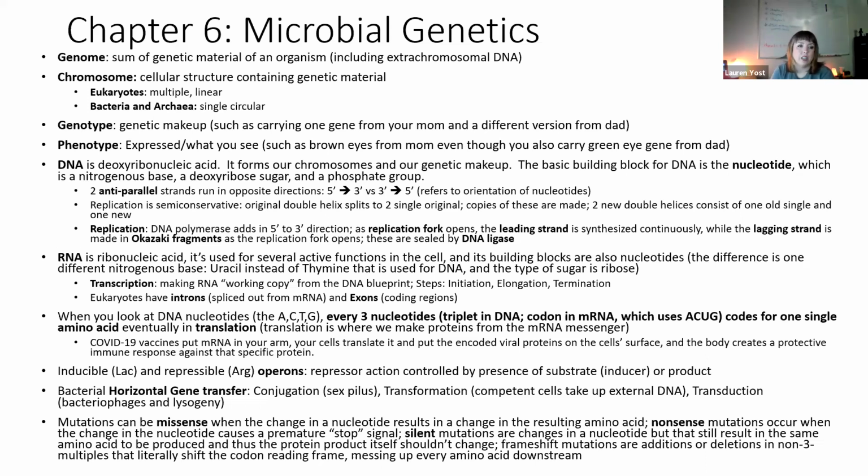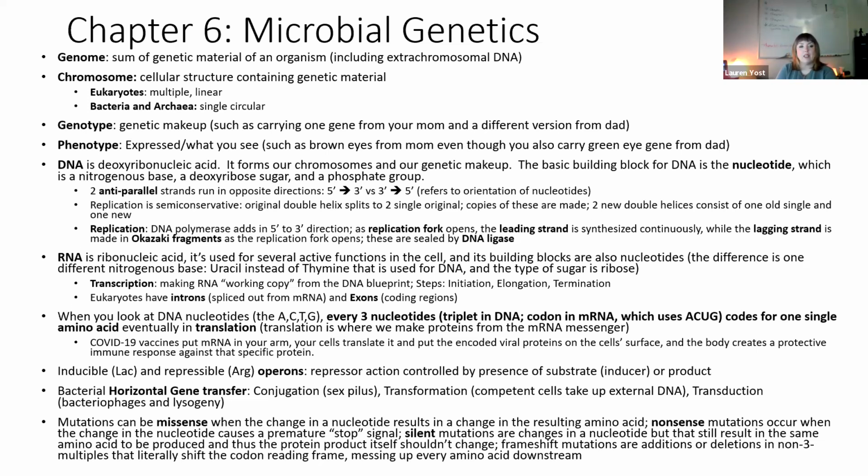DNA is deoxyribonucleic acid. It forms our chromosomes and our genetic makeup. The building block for DNA is the nucleotide, and that consists of a nitrogenous base. So that's what makes it the A, the T, the G, or the C. A deoxyribose sugar, so 5-carbon sugar, it's a pentose. Remember, deoxyribose for DNA. And then the phosphate group. And then that's the basic building block. Those are nucleotides that would repeat over and over again.